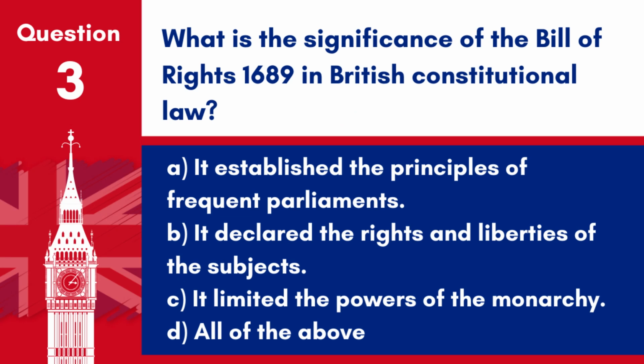Question 3. What is the significance of the Bill of Rights 1689 in British constitutional law? A. It established the principles of frequent parliaments. B. It declared the rights and liberties of the subjects. C. It limited the powers of the monarchy. D. All of the above. Answer: D. All of the above. The Bill of Rights 1689 is significant for establishing frequent parliaments, declaring the rights and liberties of the subjects, and limiting the powers of the monarchy.